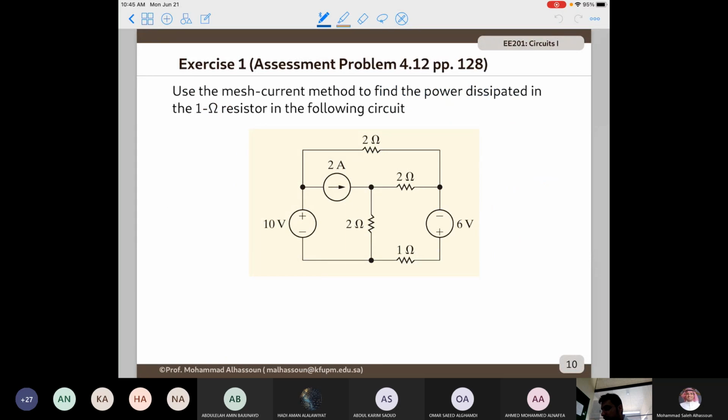Okay, back to the exercise. We're asked to use the mesh current method to find the power dissipated in the 1 ohm resistor in the following circuit. So we have a circuit here. So how many meshes do I have here?